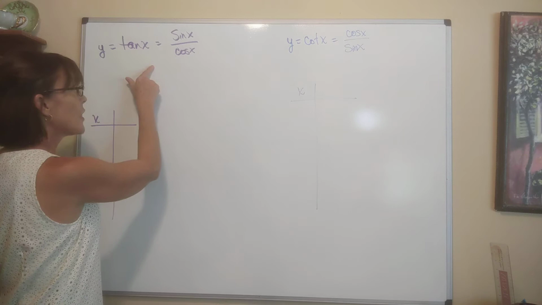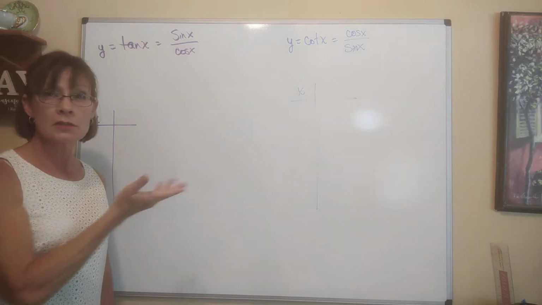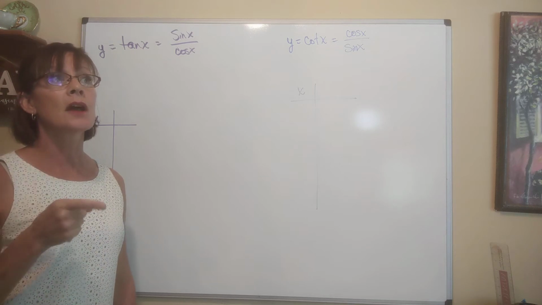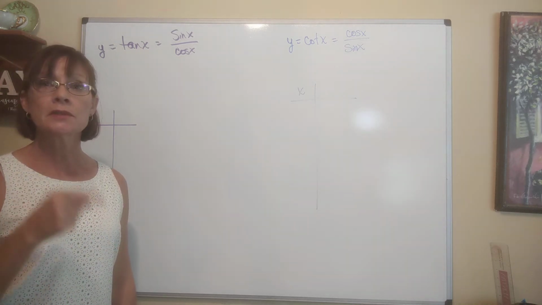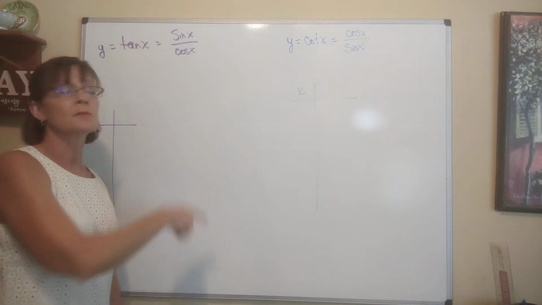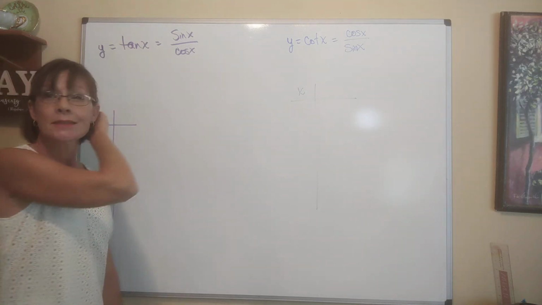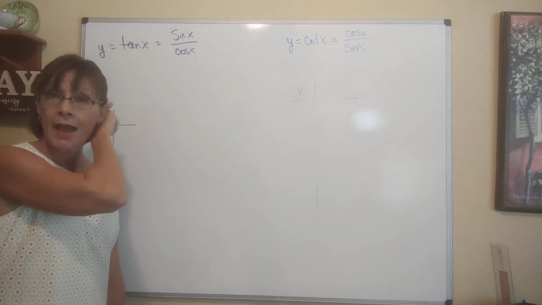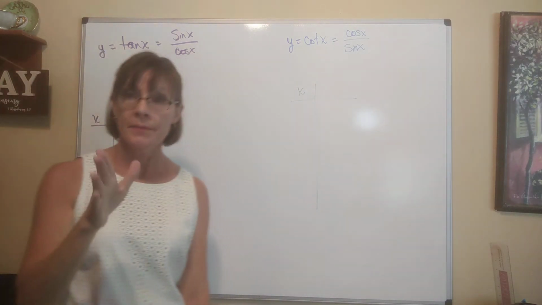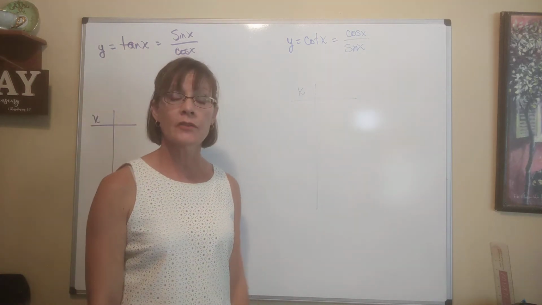If you notice, this function is a rational function, meaning it's divided by something with the x in it, meaning that if that denominator ever equals 0, if we ever put something in for x that makes it equal 0, we will get a vertical asymptote. So this graph, like the secant and cosecant graph, has the vertical asymptotes, as does the cotangent. So these all have vertical asymptotes.